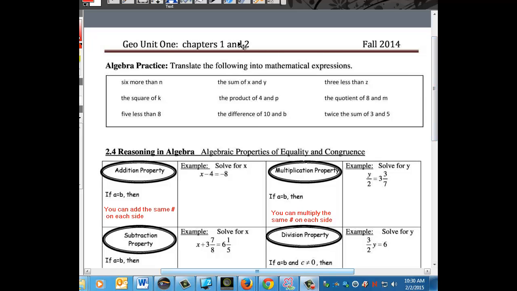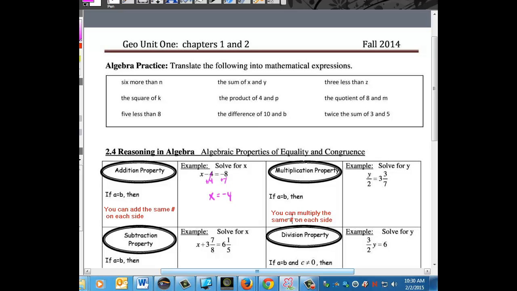So the first rule, the first reason that we have, is called the addition property. When I think of the addition property, we do it all the time in algebra. For example, if you had x minus 4 is equal to negative 8, and you want to solve for x, you would clearly add 4 on each side. And what allows you to add 4 on each side is called the addition property. So we have here in our notes, you can add the same number on each side.